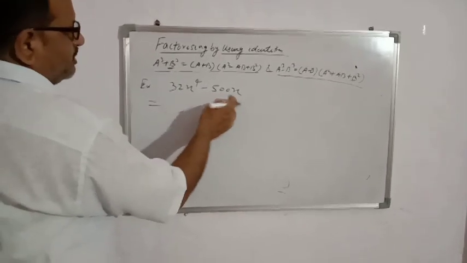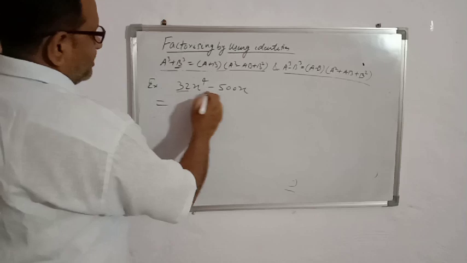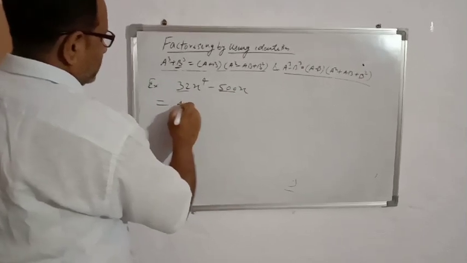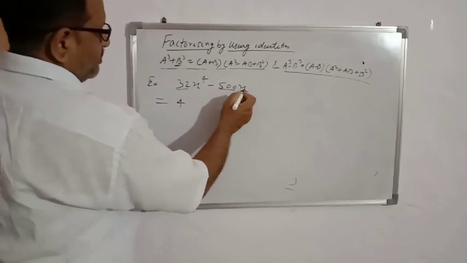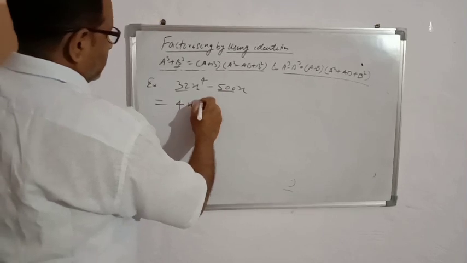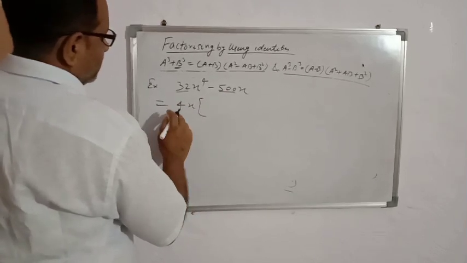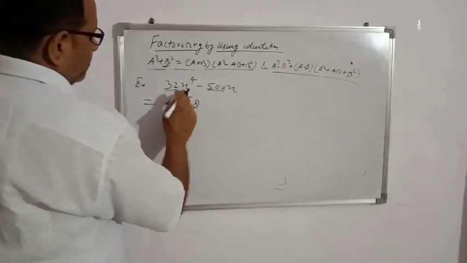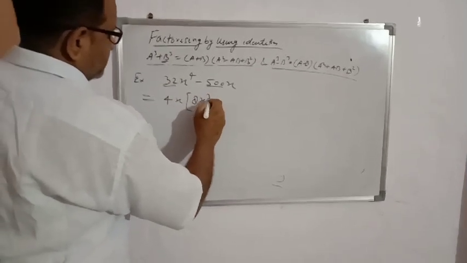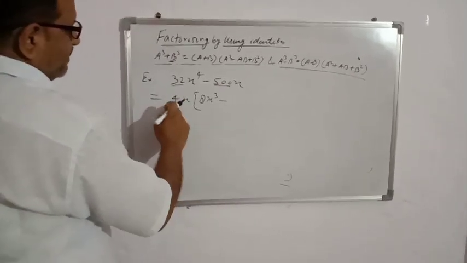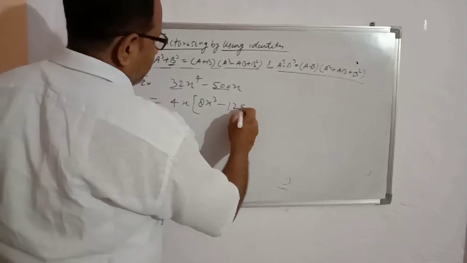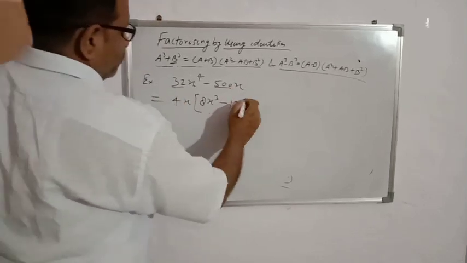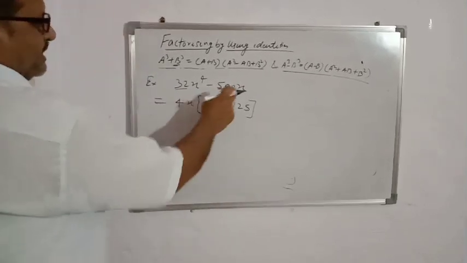See what is common in both. So in the numerals 32 and 500, 4 is common. In the literals x to the power 4 and x, x is common. What will we get in the bracket? 4 eights are 32, and x is outside, so we can write 8x cube. Divide 500 by 4, we will get 125. X is already outside, so no x we get from the second term.